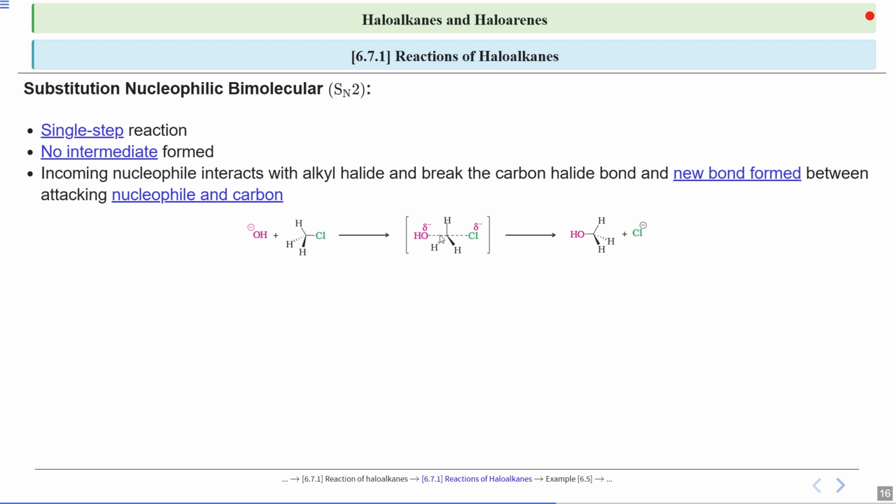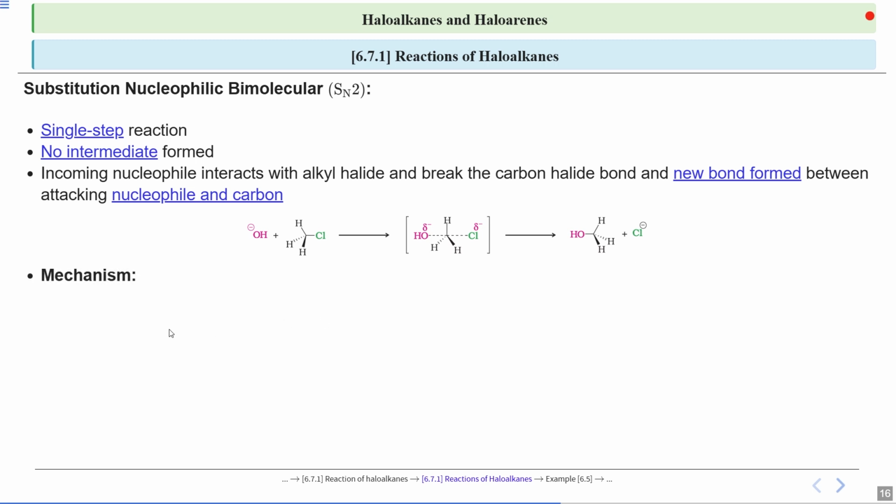So the chlorine-carbon bond is breaking, and the hydroxyl group and carbon bond, or you can say the oxygen-carbon bond, is forming. Then finally, the carbon-halogen bond will break and the oxygen-carbon bond will form, and you will get your final product as the alcohol, plus chloride, which is the leaving group, will leave the reaction.